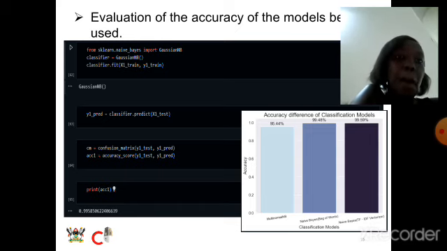Mainly, because my work is all about classification, categorizing, I decided to use the naive Bayes classifier, since naive Bayes is a classifier.